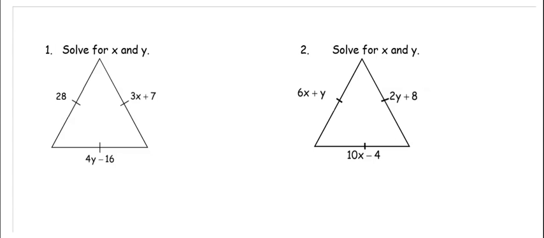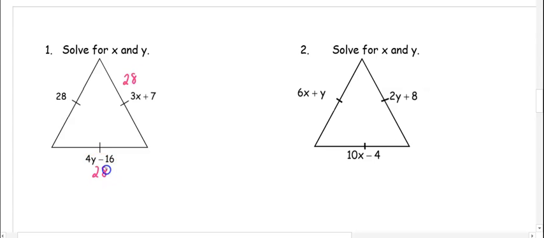So the first half of the notes, we looked at problems dealing with the angles. Now we're going to look at problems dealing with the sides. So in number 1, we have an equilateral triangle because all 3 sides are marked congruent. So they're all going to have the same measure. We know that one side is 28. So all of the sides of this triangle are going to be 28.